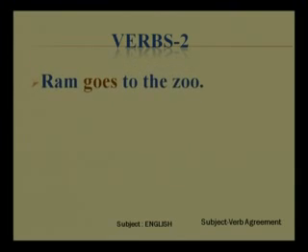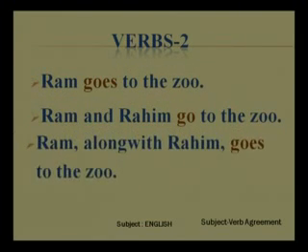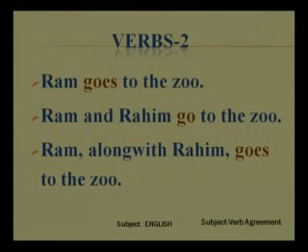You can see some other verbs. Ram goes to the zoo. Ram and Rahim go to the zoo. Ram along with Rahim goes to the zoo. In the very first sentence and in the last sentence, the verb is goes, because in sentences 1 and 3 you can find a singular subject, but in sentence number 2 there is the verb go, and it indicates it is because we have a plural verb, plural subject, that is Ram and Rahim.